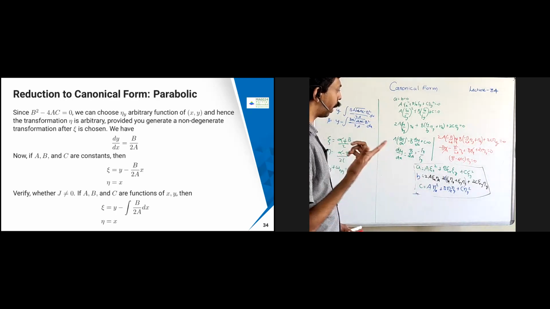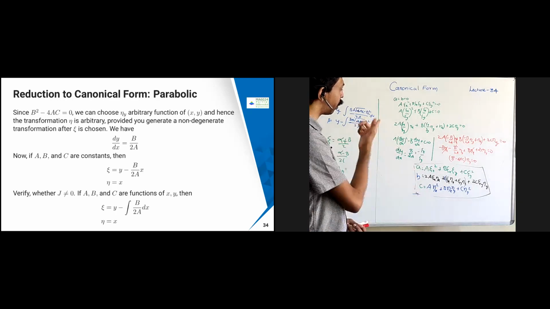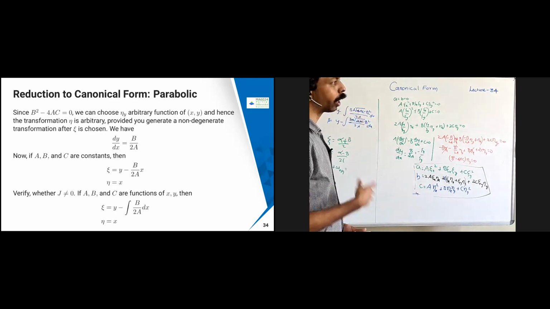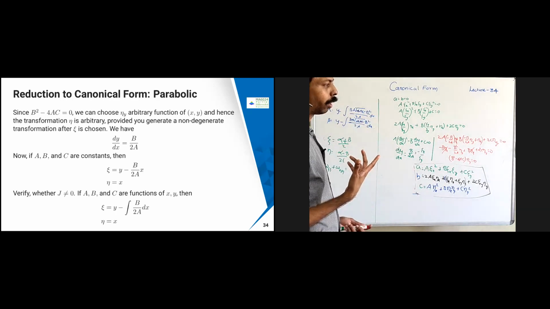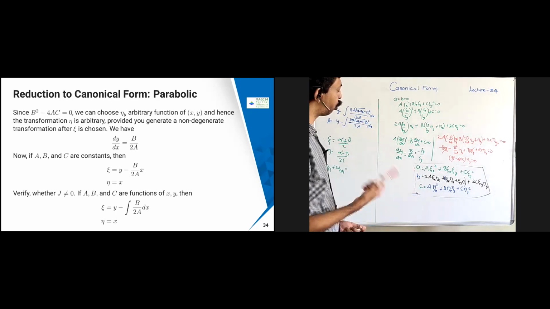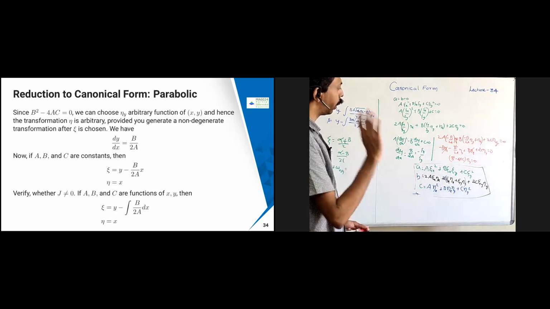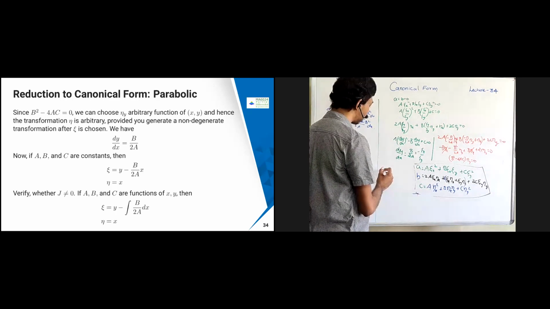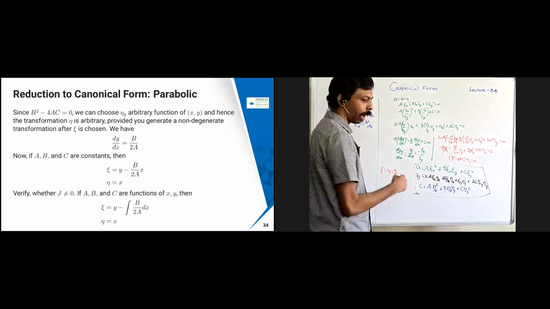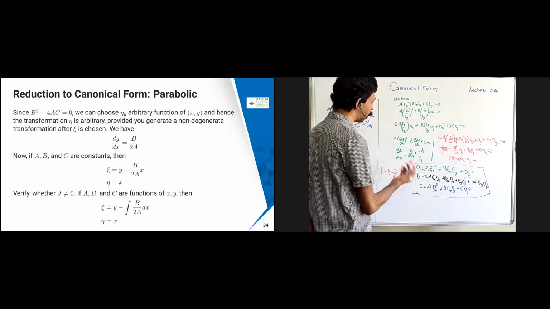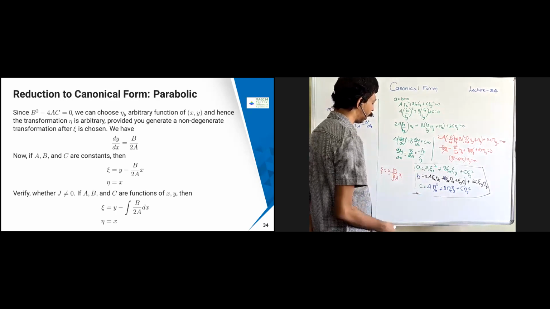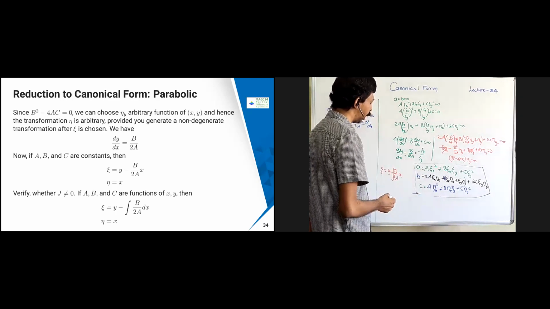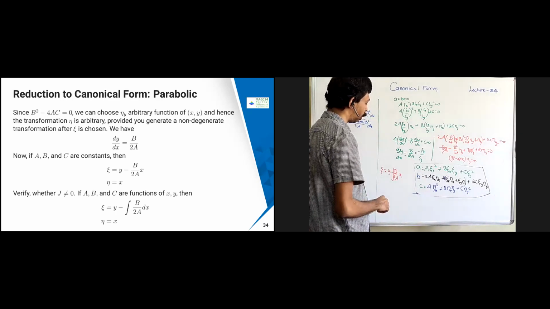You should choose your eta in such a way that it is different from chi x, or which is not giving you Jacobian equal to 0. If the Jacobian is not equal to 0, you can choose any chi, any eta. Chi you have to choose according to this one, eta I can choose arbitrarily. In a similar way, chi I can choose as y minus b by 2a into x. If it is constant, you can choose this; if it is a function of x, you go to the integral. So b by 2a into x is going to come.